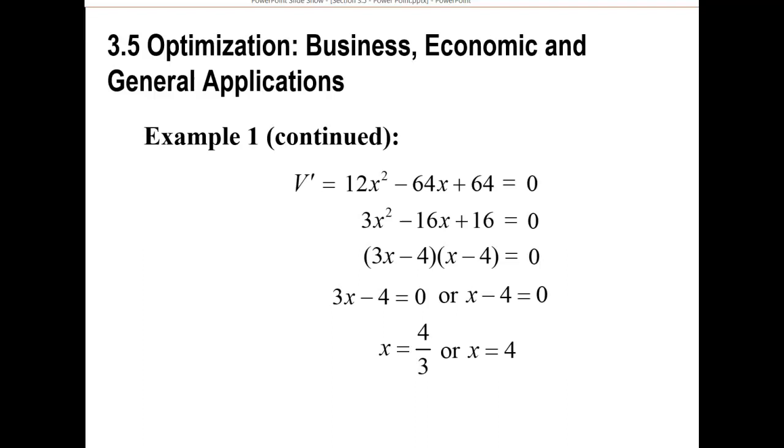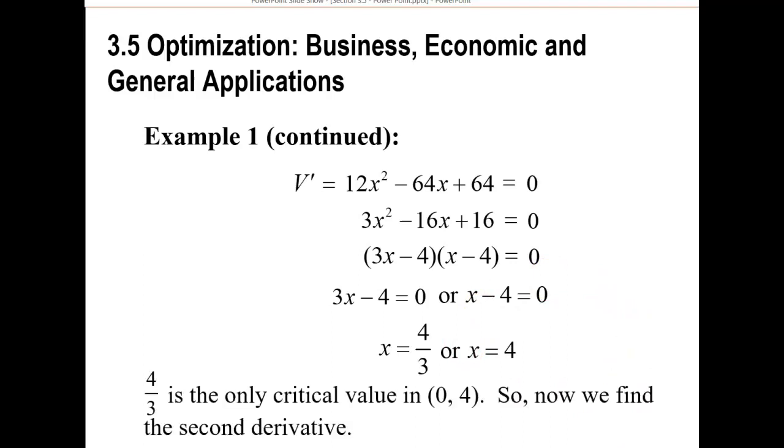And solve. So we get 4/3 or 4. 4 won't really work because if you come in 4 units on each side, there's no space left to have a width. So that's why we have to consider what's reasonable. So 4/3 is the only critical value in that interval, because remember 4 we didn't include here.